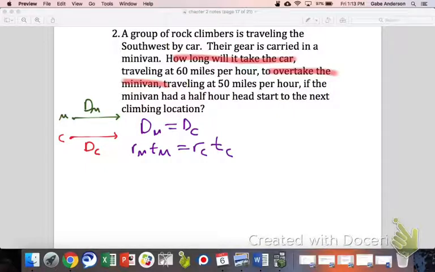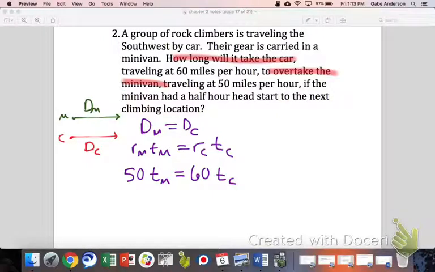Rate of the minivan times the time of the minivan. Okay, so RT for the minivan equals RT for the car. That make sense? And I know that because the distance of the minivan and the distance of the car are equal to each other. Now, we do know the rates, don't we? Isn't the car 60? So I think we could put 60 for the car and 50 for the minivan. But then we come up to the times.